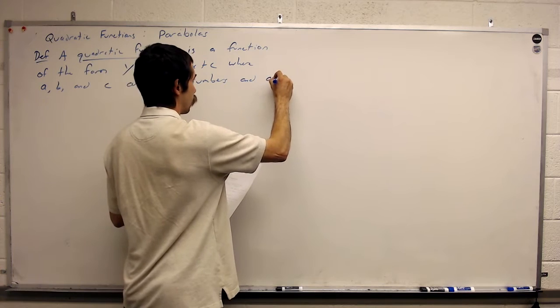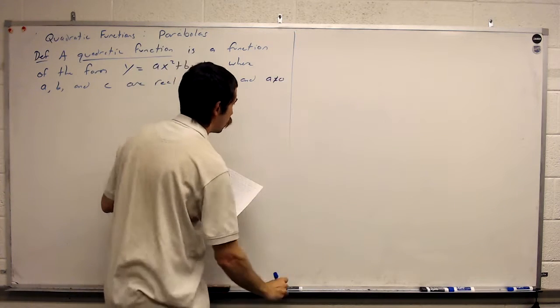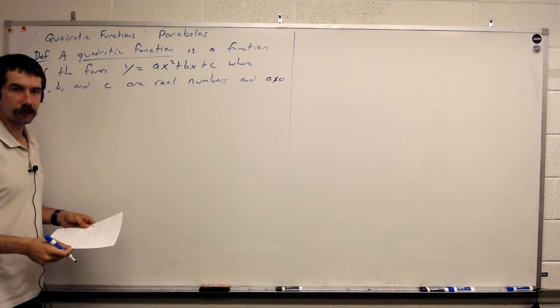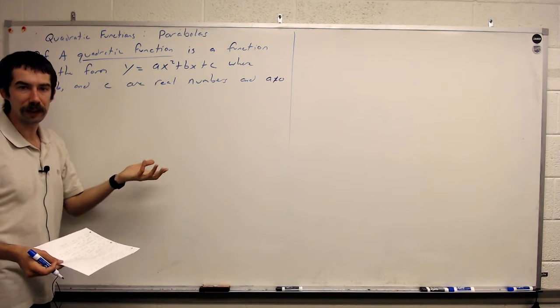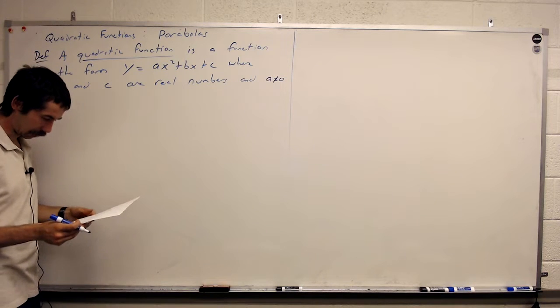And a is not 0. All right, if a was 0, then it would be a linear function. It would not be a quadratic function.